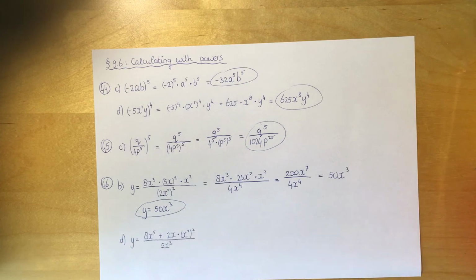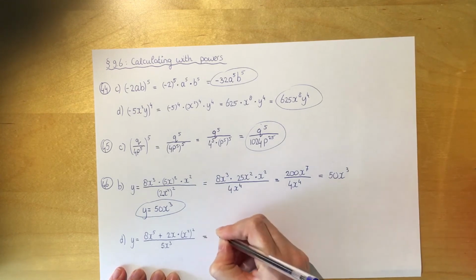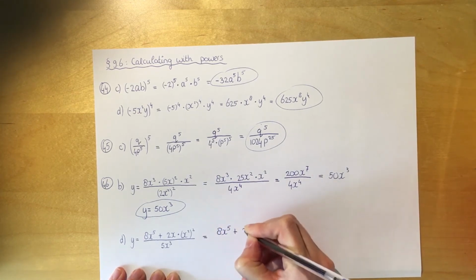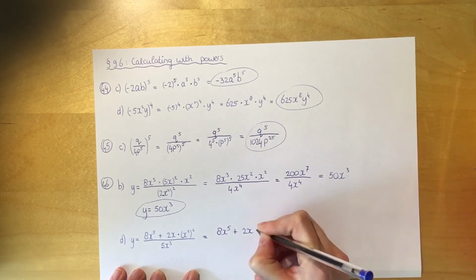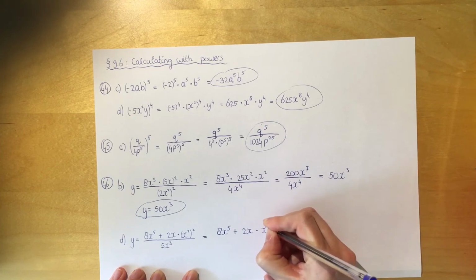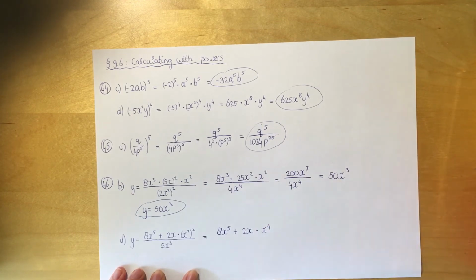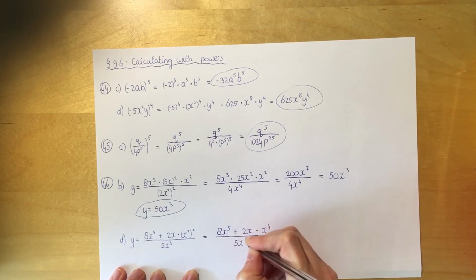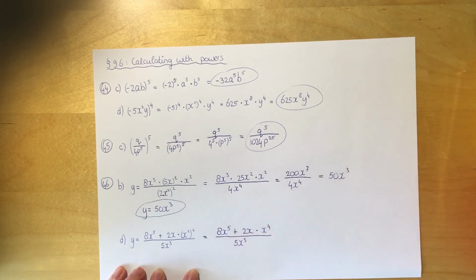A similar exercise in 46D. Let's start here. First copy down the rest. So 8x to the power of 5 plus 2x times. Now a power raised to the power means multiplying the exponents. So x to the power of 4. And then I can copy down the denominator. Nothing much happens there.